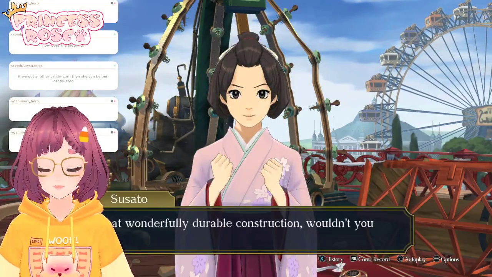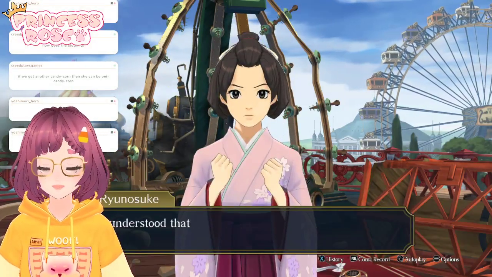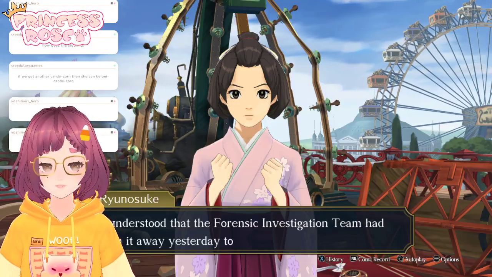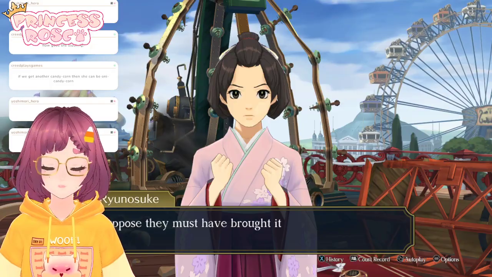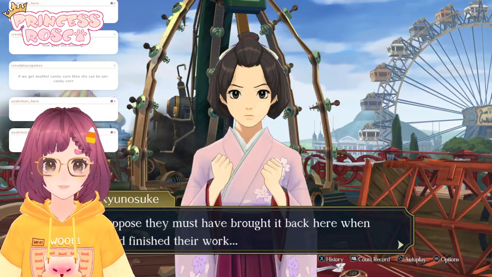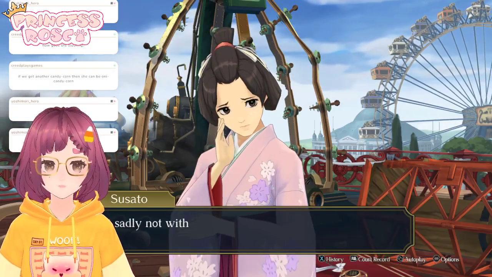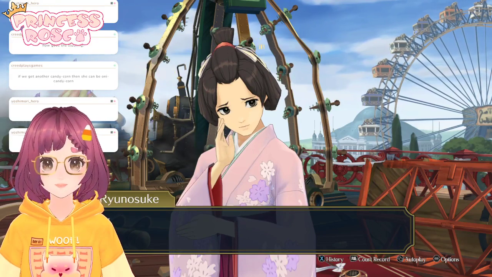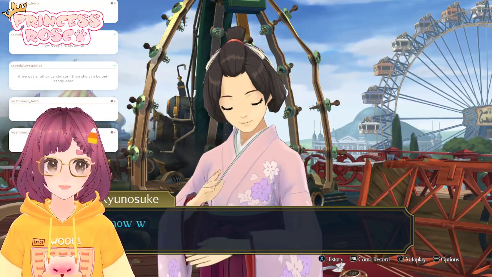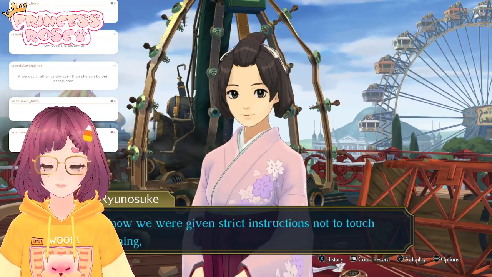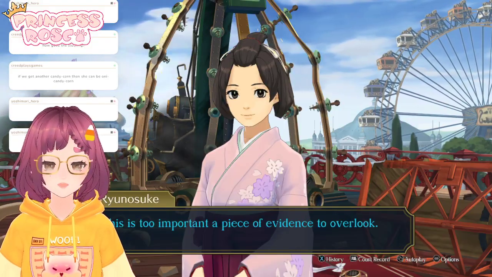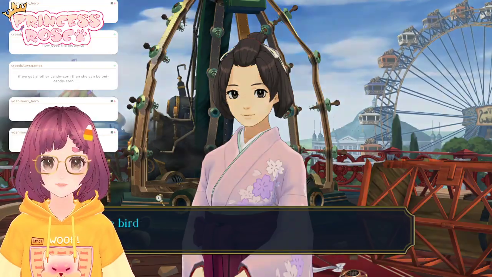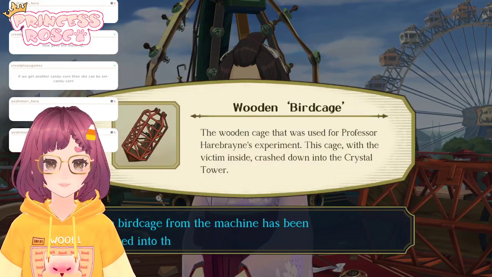What wonderfully durable construction, wouldn't you say, Mr. Naruhodo? I'd understood that the forensic investigation team had taken it away yesterday to examine it. I suppose they must have brought it back here when they'd finished their work. But sadly, not with the body inside it. No, that's right. I know we were given strict instructions not to touch anything, but still. This is too important a piece of evidence to overlook. We might need it for the trial. Bird cage!